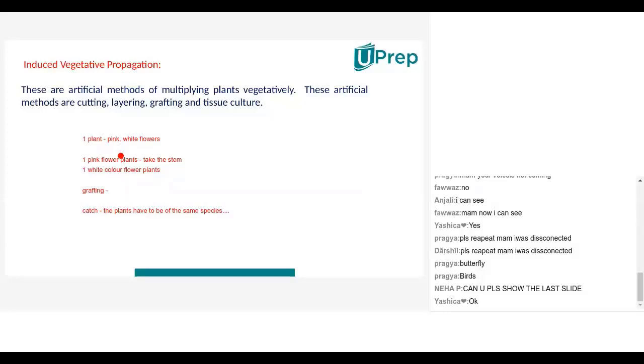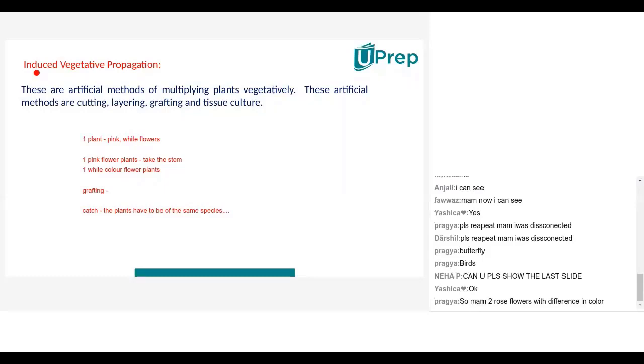You got it correct. So this is called induced vegetative reproduction. Induced matlab we are doing it purposefully in the lab, right? Induced. This is not happening naturally. And this is like vegetative propagation. This is not sexual reproduction. We are not talking of reproduction through flowers, through stem, through leaf, through roots and all.